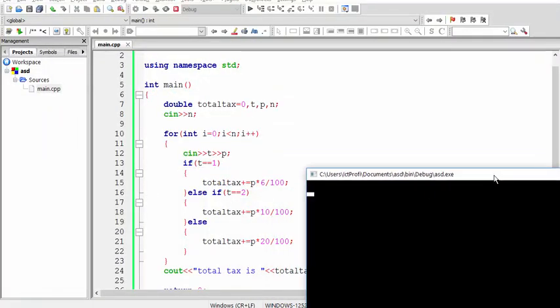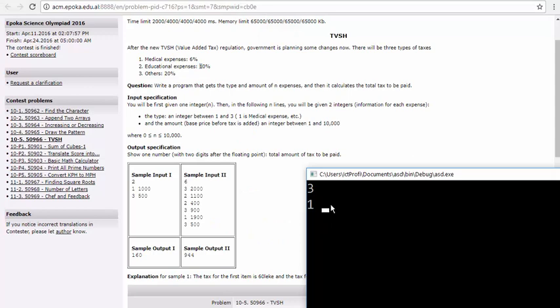Firstly, we're going to write the amount of products I'm going to input. I'm going to input 3 different products. I will do the first one. The type is going to be medical. Let me look there. The first one is medical. Let's say I'm going to pay $100. For the second type, which was educational, I'm going to pay $50. For others, I'm going to pay, let's say, $100.